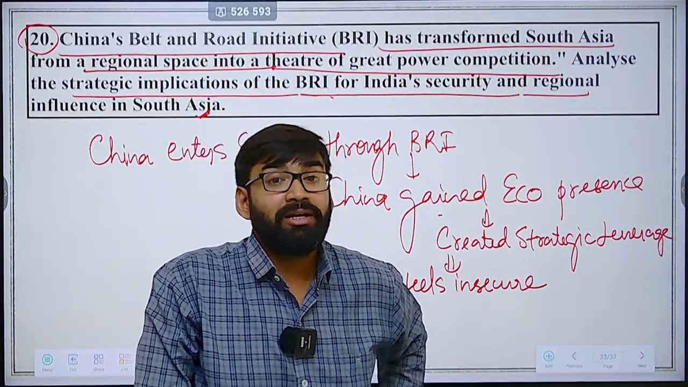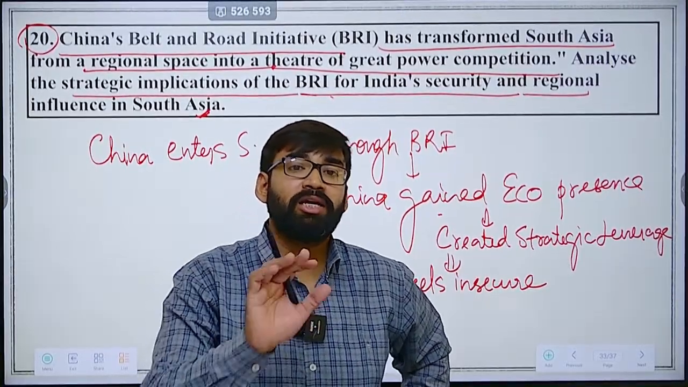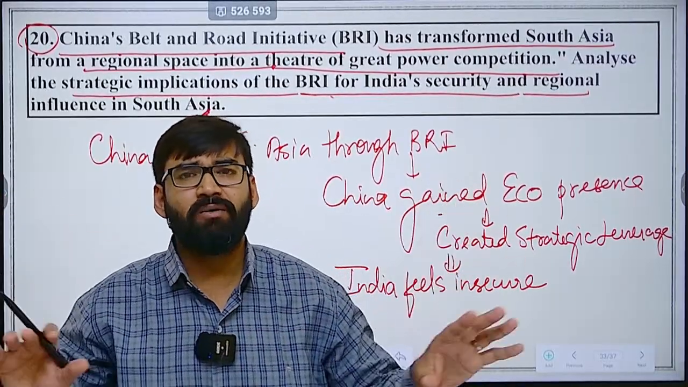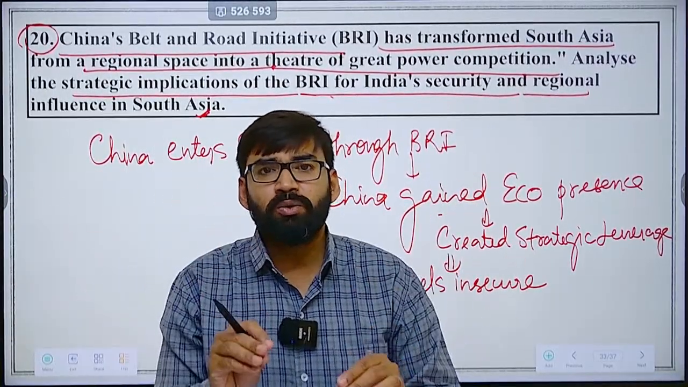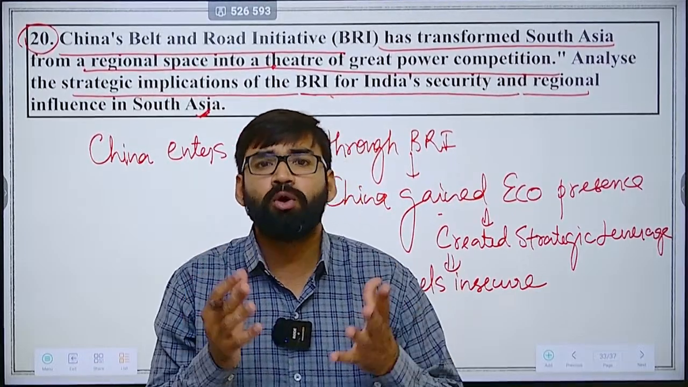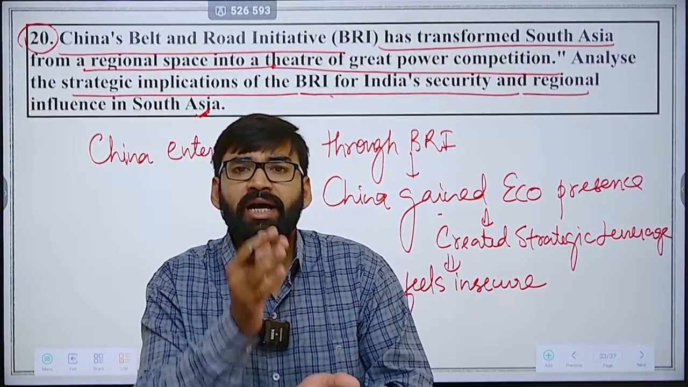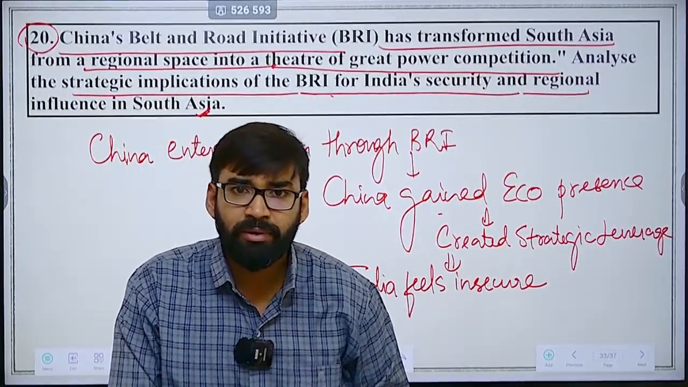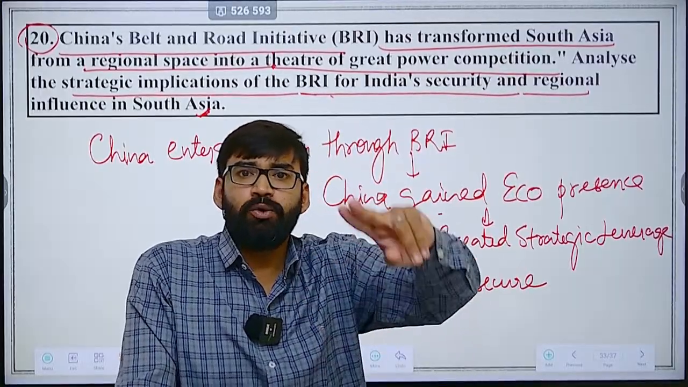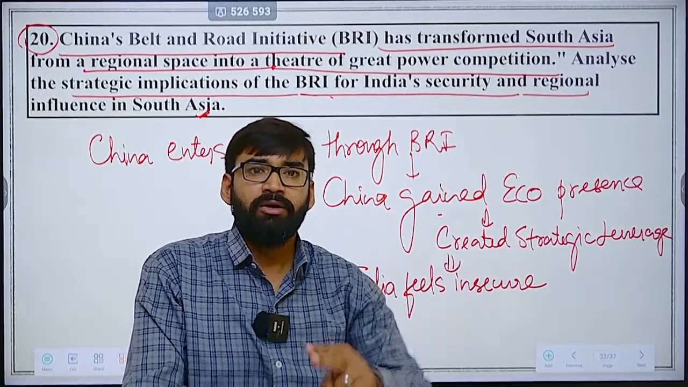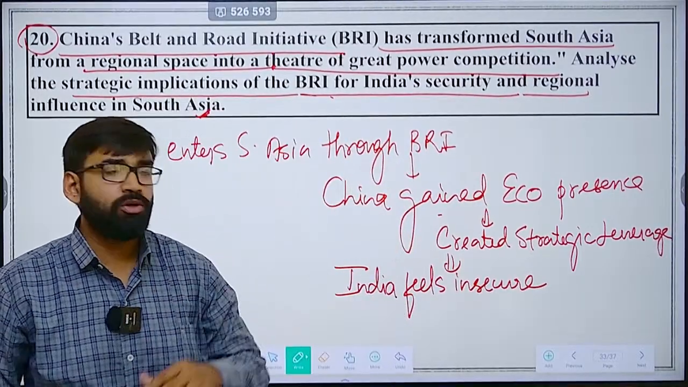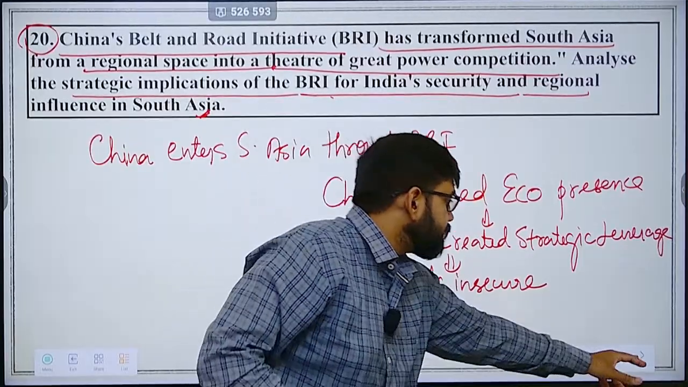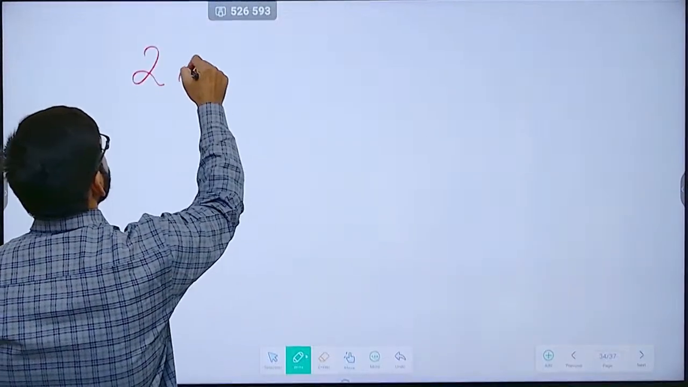Clear? Now, how should you write? See, don't merely write China is investing in South Asia, blah blah blah, because that is not the requirement of UPSC. You need to ask, China is investing in South Asia, so what? What does China's investment mean strategically for India, or specifically for India? And you can divide it into two broad dimensions. Clear? First is security dimensions or security implications.